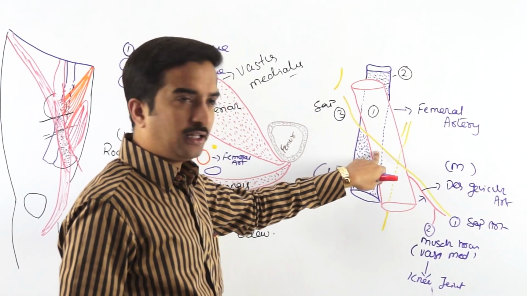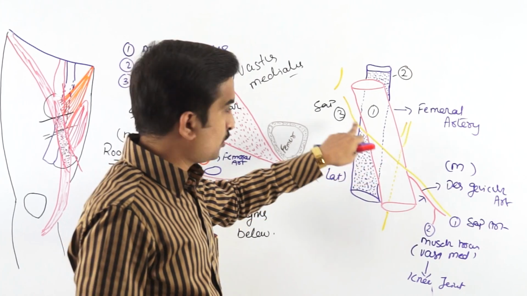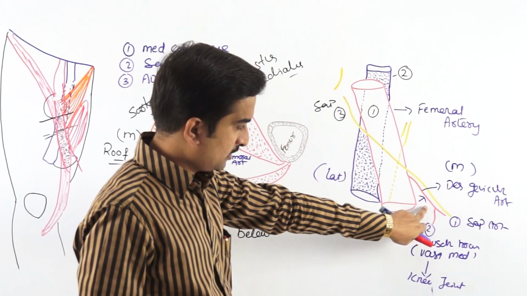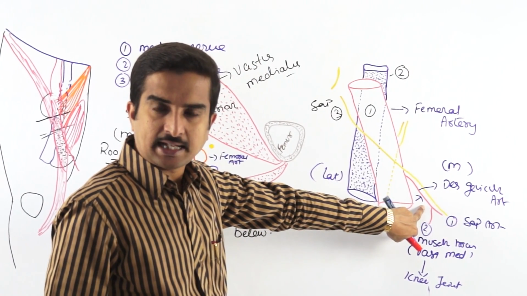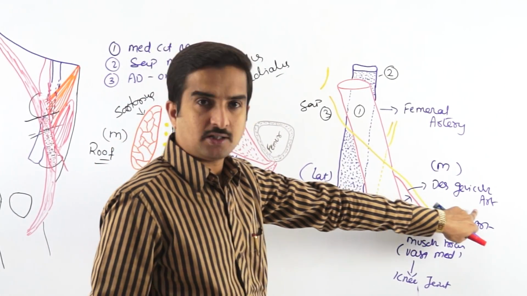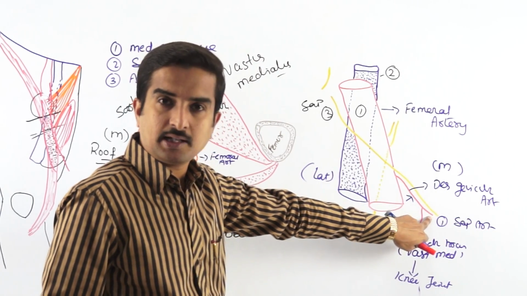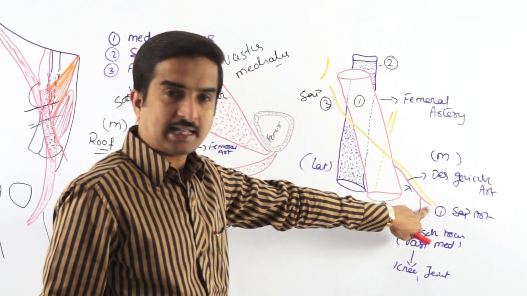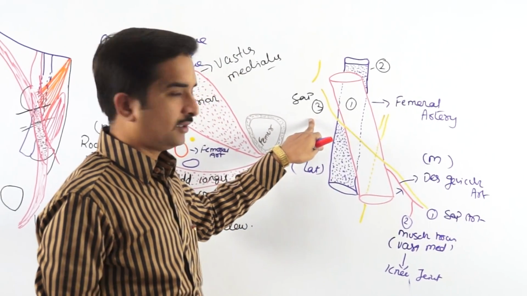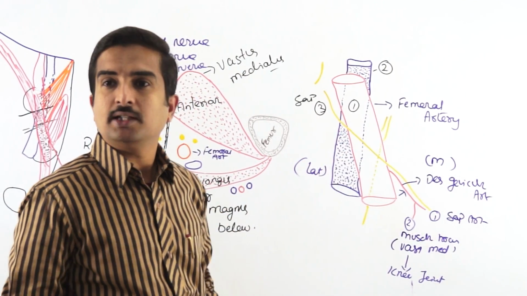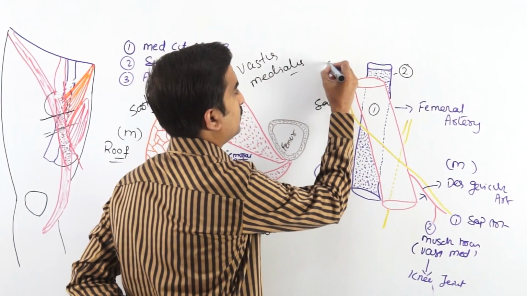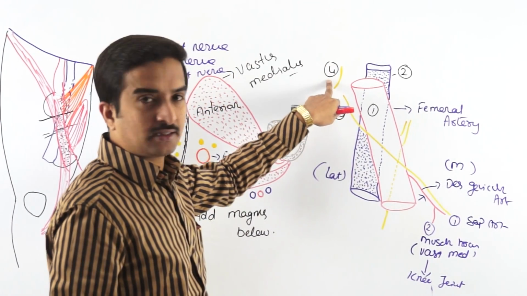It is related anterior to the artery and it crosses from lateral to medial side. In the lower part of the canal, the saphenous nerve accompanies the saphenous artery, right? It is also related to the descending genicular artery, and the terminal branch of the saphenous artery is related to the saphenous nerve. So the third content is the saphenous nerve, and the fourth one is called the nerve to vastus medialis. So this is the fourth one called the nerve to vastus medialis.